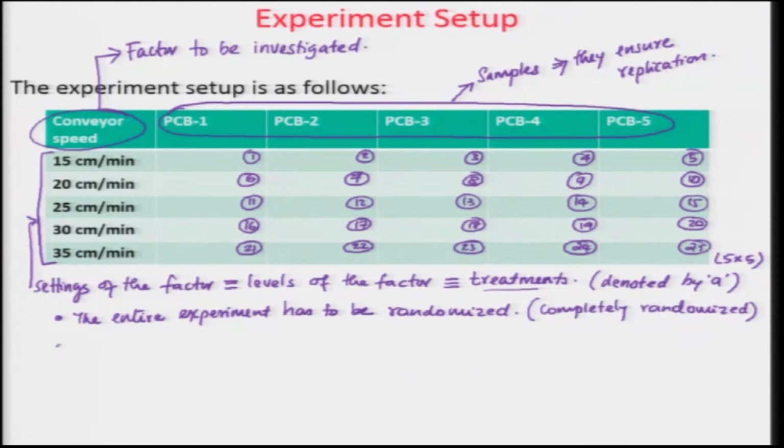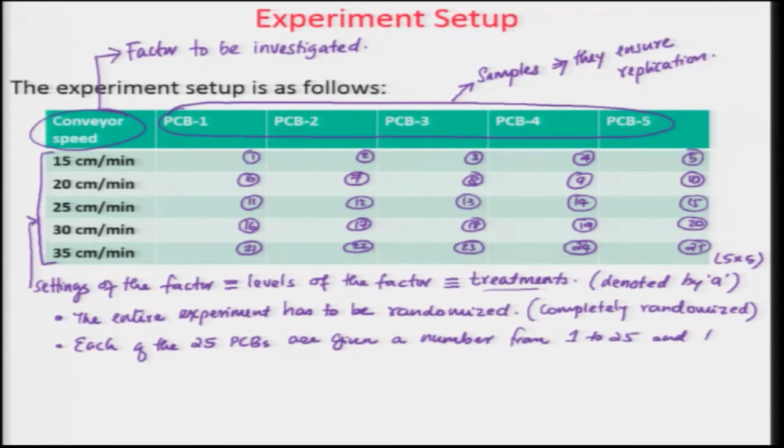Okay. So, what I am saying is each of the 25 PCBs is given a number from 1 to 25, and the matrix cell is also numbered.